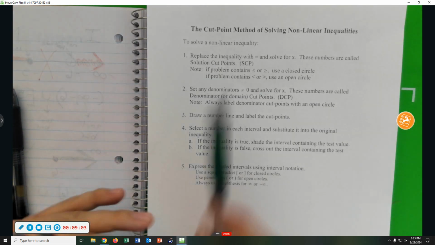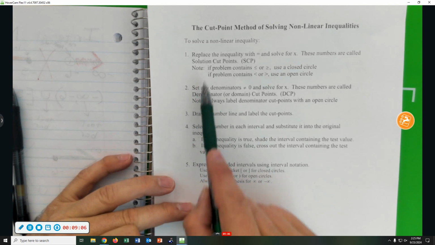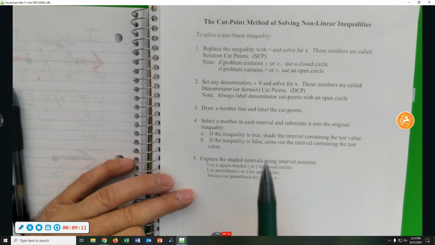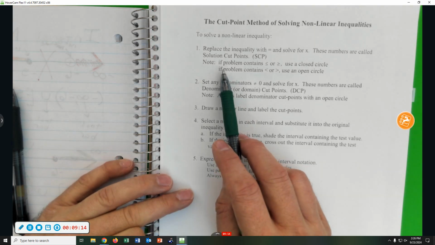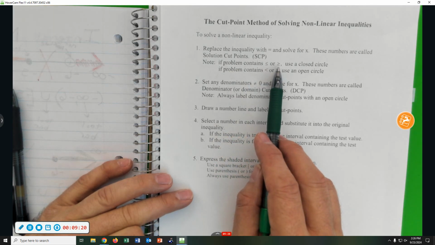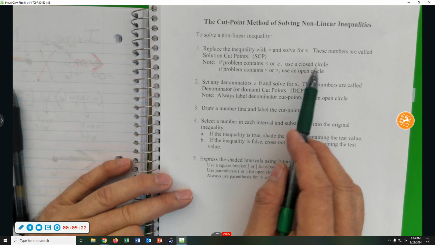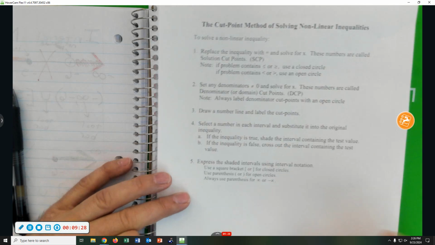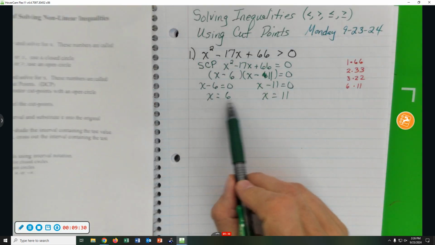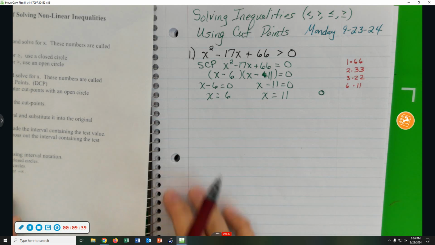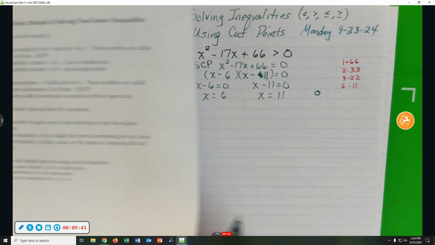Now, the note on both of these first 2 steps tells you how to decide between open and closed circle. I'm wondering if y'all can read through that note and figure out what I'm saying. If the problem contains less than or equal to or greater than or equal to, use a closed circle. If the problem has just strict less than or strict greater than, use an open circle. What are we going to use for these? An open circle. I'm going to make a note of that right now. And we're now ready to move on to step 2.